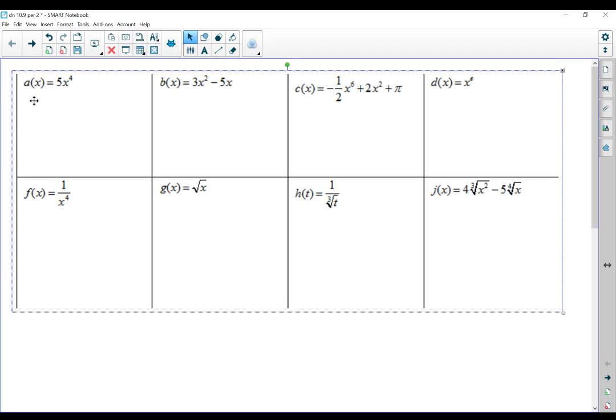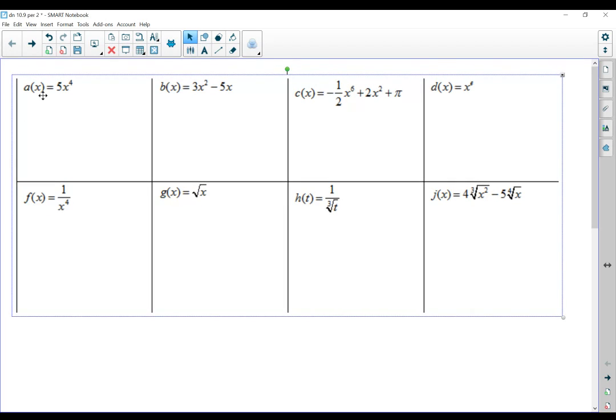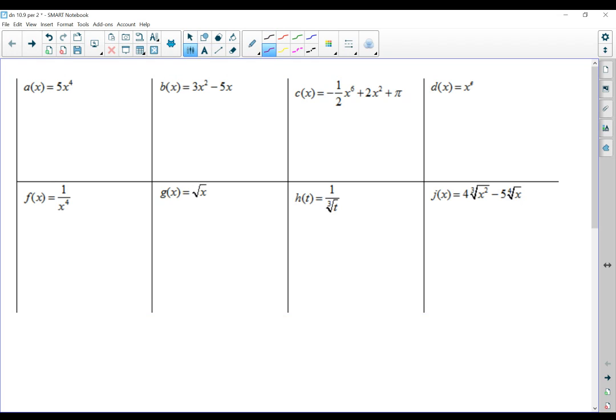So if a of x is equal to 5x to the fourth, then we learned last time to take the derivative here, we just bring the 4 down and multiply it by the 5 in front. That would give me 20x, and then the new exponent would be 3.